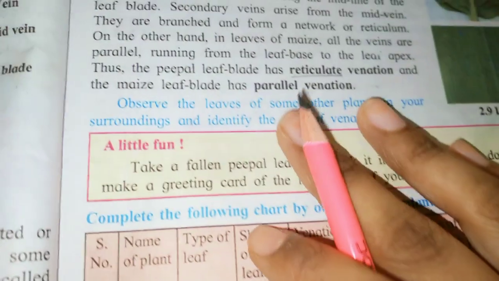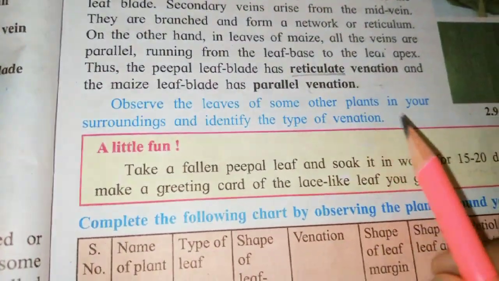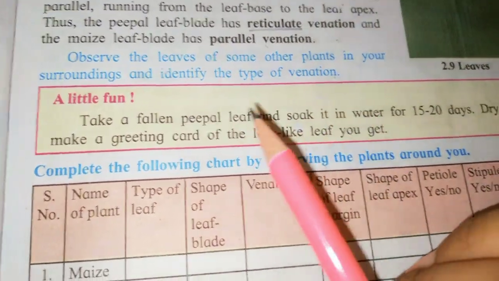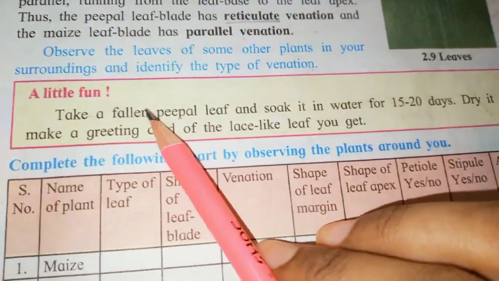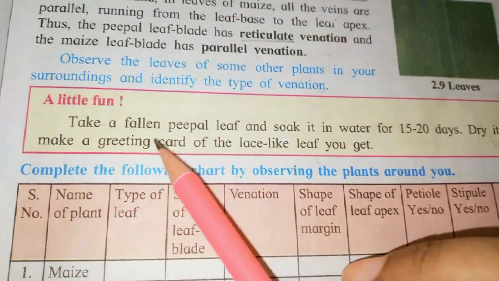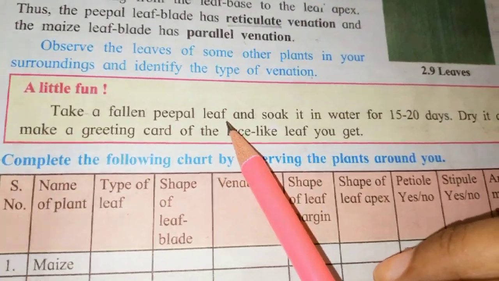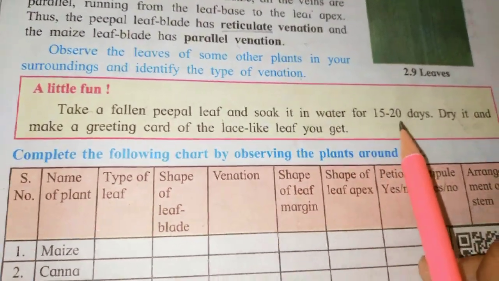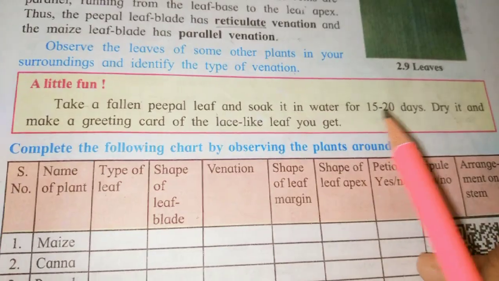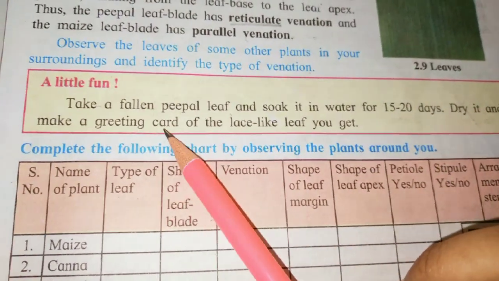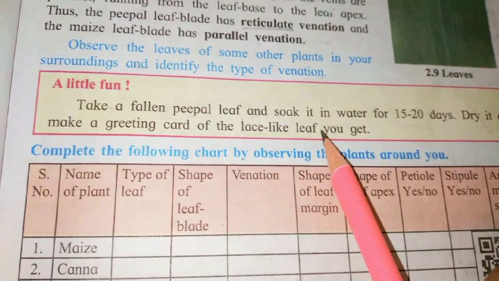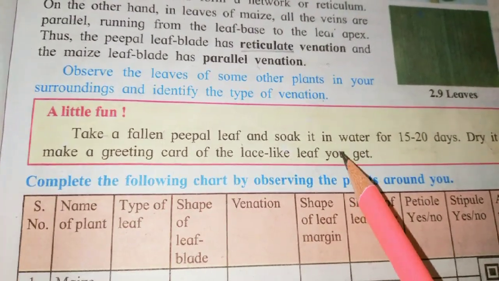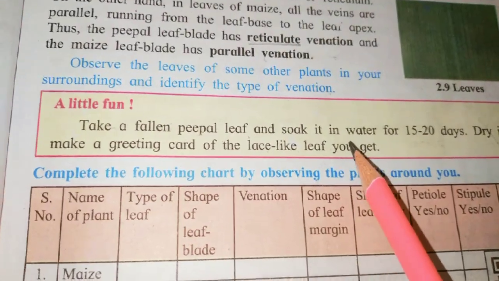Now observe the leaves of some other plants in your surroundings and identify the type of venation. A little fun, very interesting. Try this. Take a fallen peepal leaf or get one peepal leaf from a plant and soak it in water for 15 to 20 days. Try it and make a greeting card of the lace-like leaf you get. Only the green part gets removed and only the net-like structure remains.